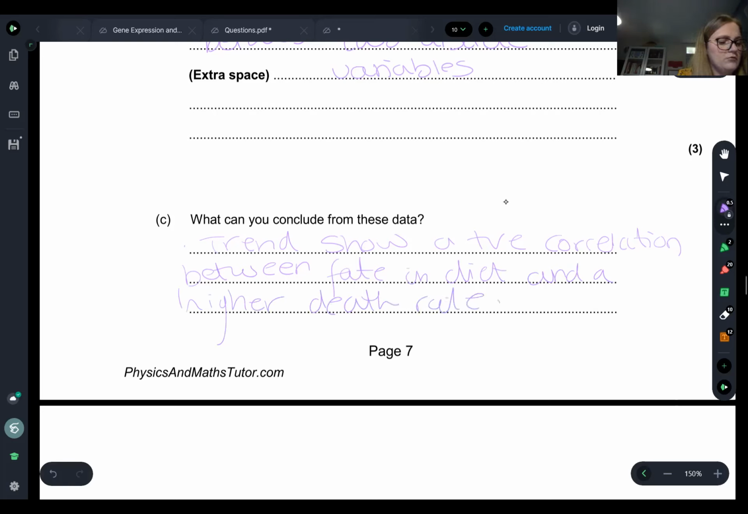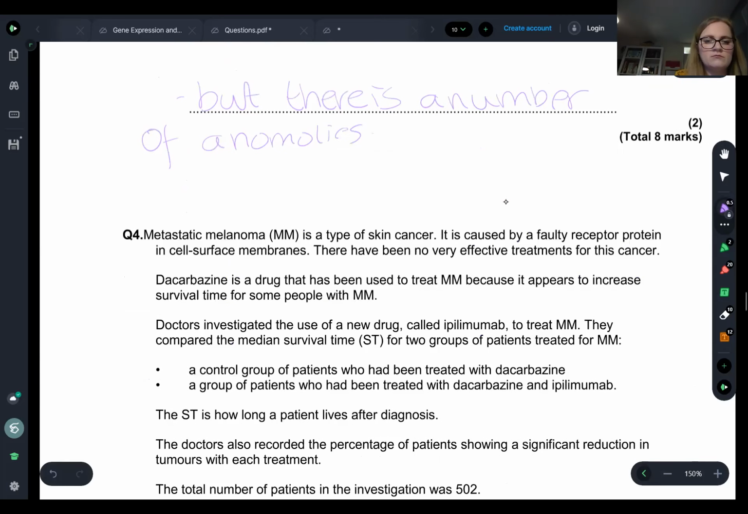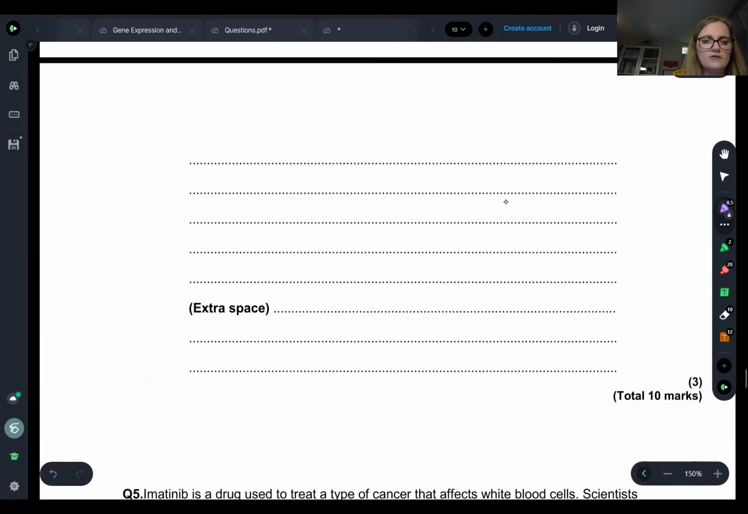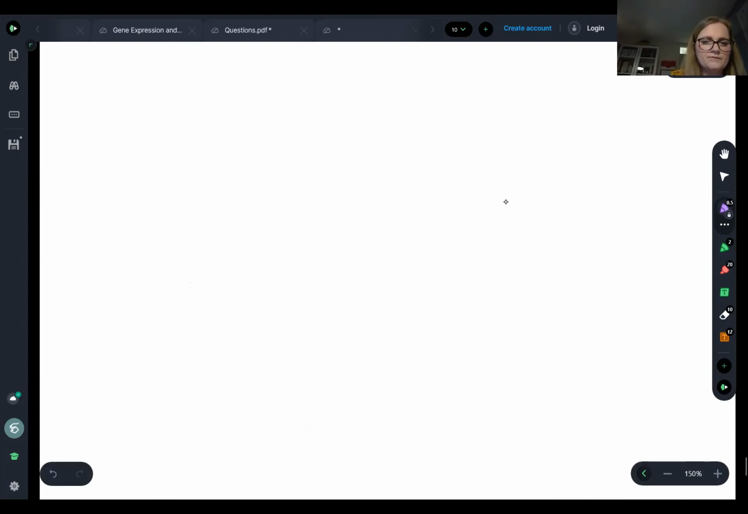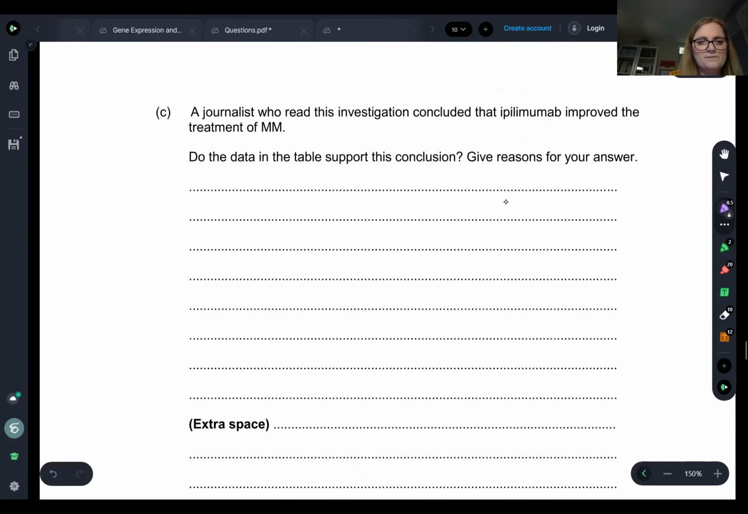But we have a number of anomalies. So we would just put here, but there is a number of anomalies. It's only worth 2 marks. And we'll just have a look. No, we're not going to look at that one. That one's quite a long, complicated one to finish off on. Oh, okay, we will do that one then because they're pretty much at the end of these. Okay, we'll do this one then.